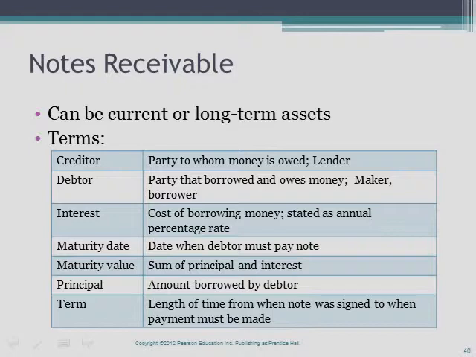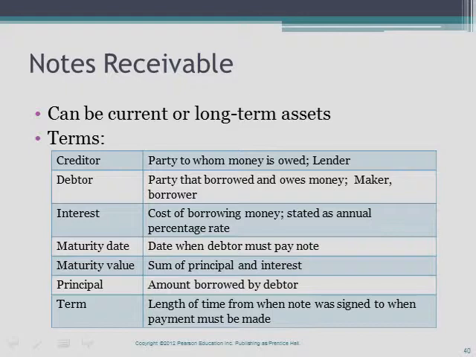So let's talk about some key terms. A creditor is the party to whom money is owed. The creditor is also called the lender. A debtor is the party that borrowed and owes the money on the note. The debtor is also called the maker of the note or the borrower. Interest is the cost of borrowing money. The interest is stated as an annual percentage rate.